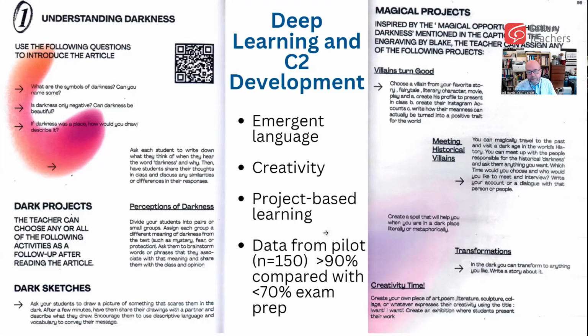She found out that in a pilot group of 150 students, when they came to the end of the emergent language analytic syllabus approach and they did the exam, the results were, in terms of C2 level passes, greater than 90%, when they had been previously using exam preparation course books, which gave a pass rate of under 70%. And I think that's very interesting.